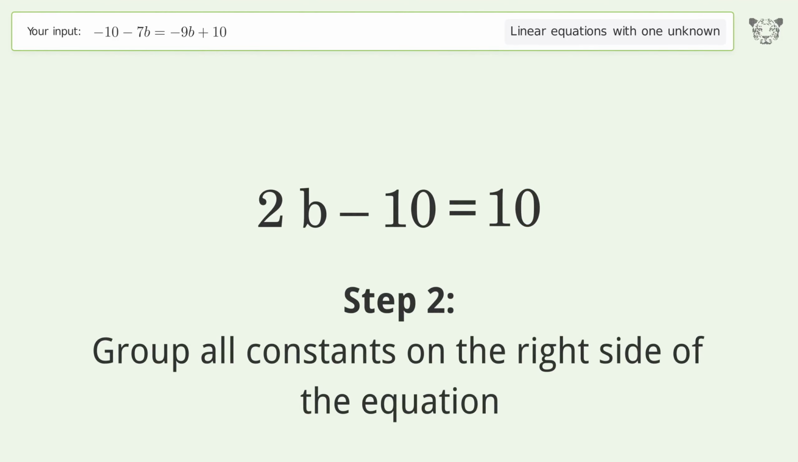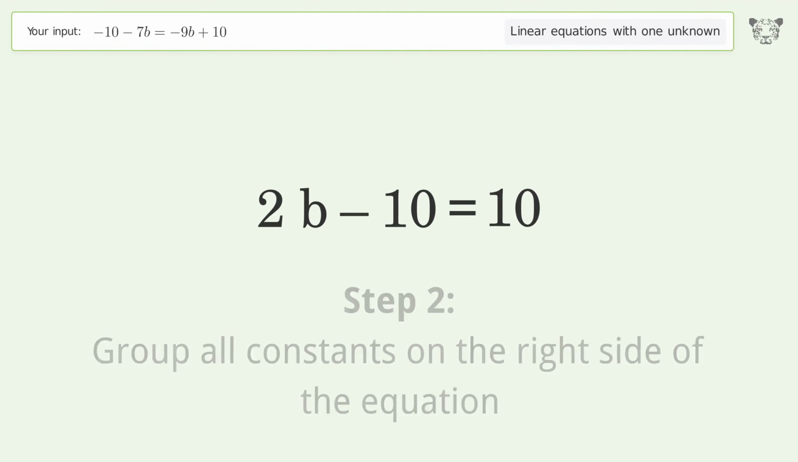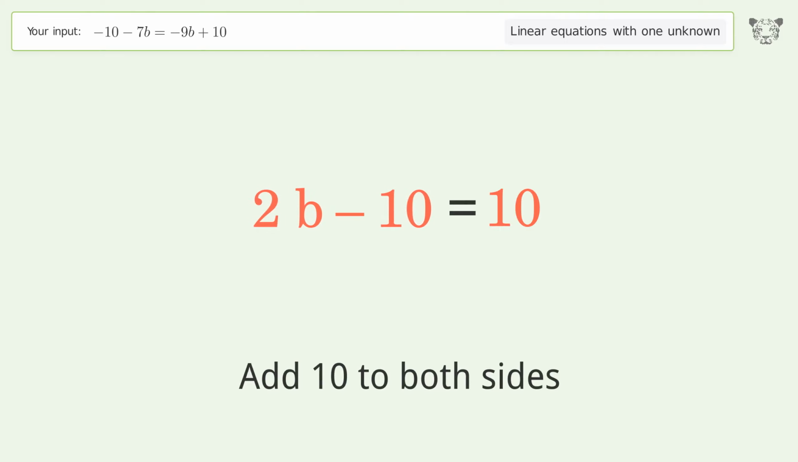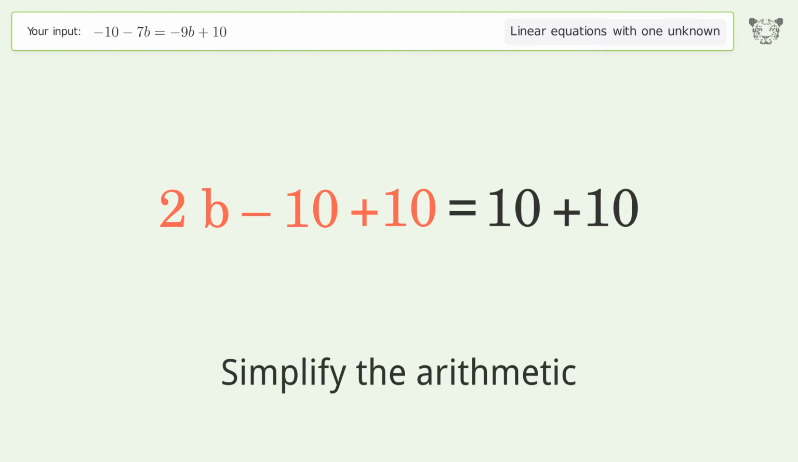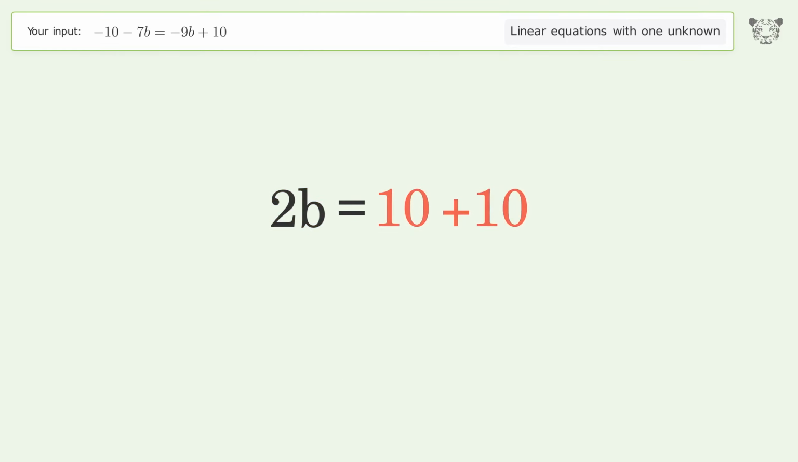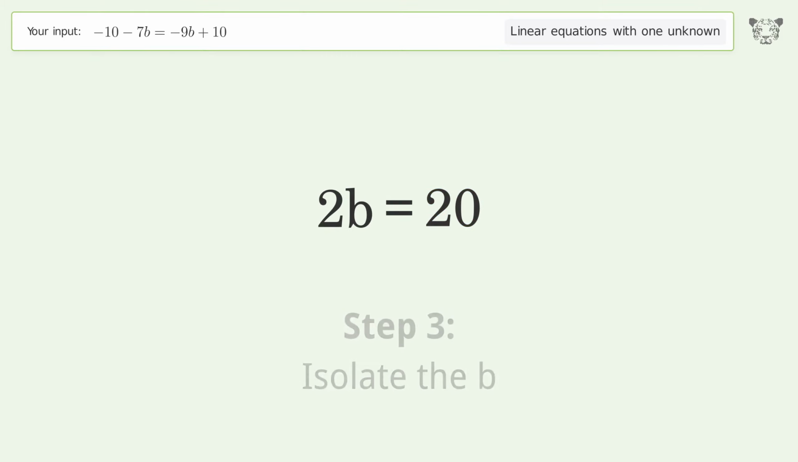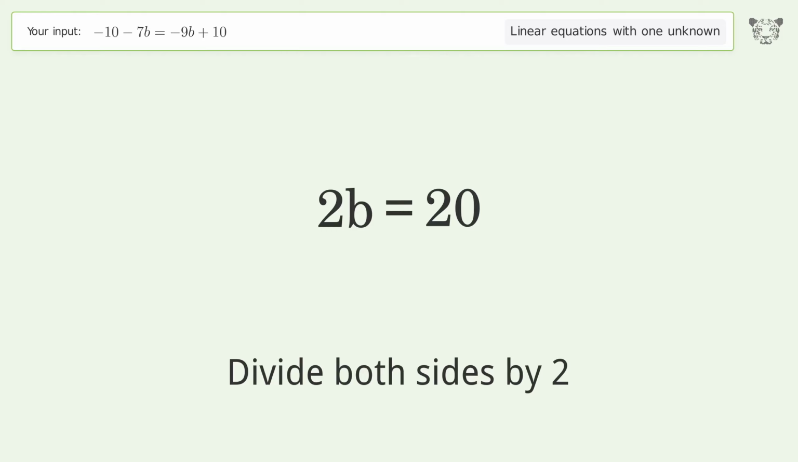Group all constants on the right side of the equation. Add 10 to both sides. Simplify the arithmetic. Isolate the b. Divide both sides by 2.